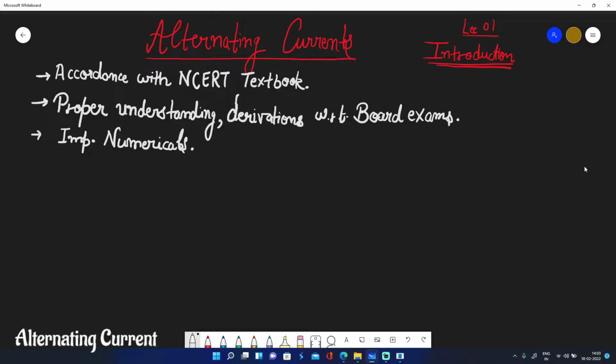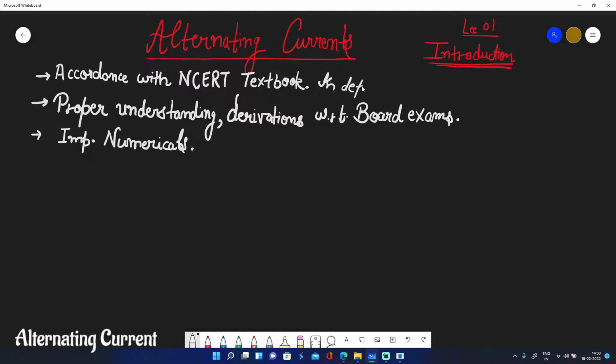Hello everyone. So today we will be discussing one of the important chapters in the electricity and magnetism section in physics, which is alternating currents. We will be going in accordance with the NCERT textbook, article wise. We will discuss in depth.